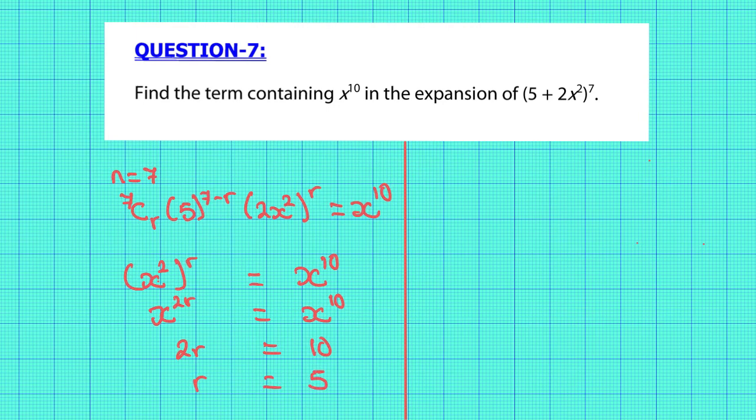Now we can work out the coefficient of x to the power of 10. So we've got 7 choose 5 times 5 to the power of 7 minus 5, which is 2, times 2 to the power of 5, which is equal to 21 times 25 times 32, which is equal to 16,800 x to the power of 10.